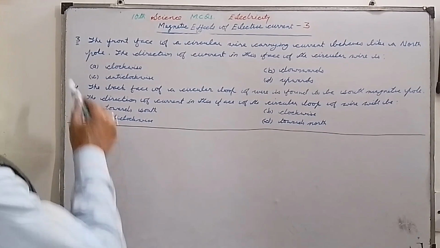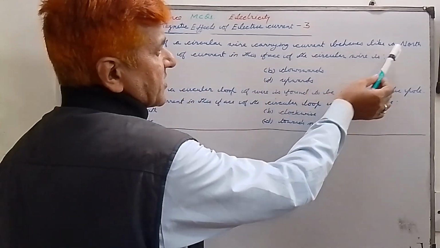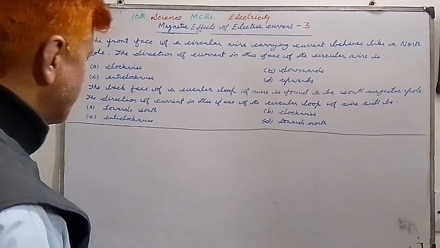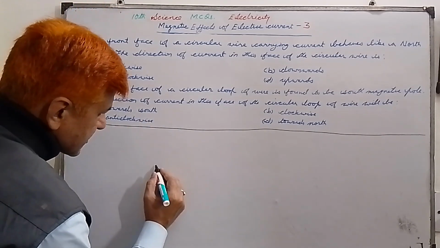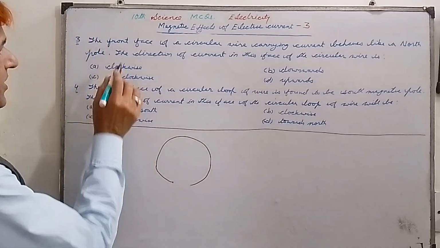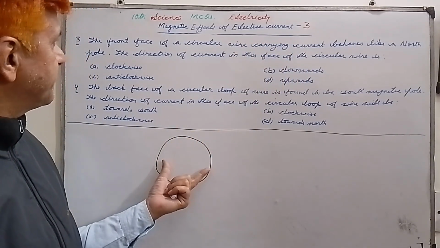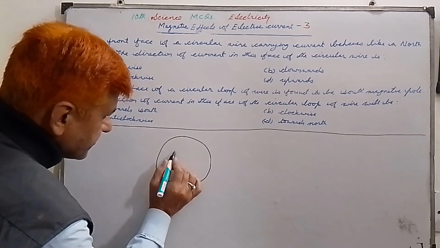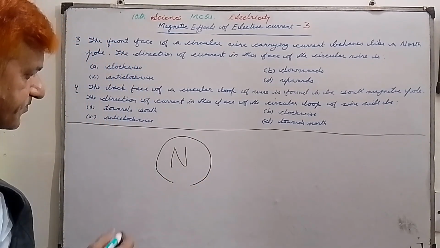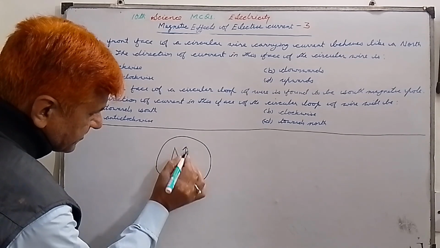Now we have question number 3: the front face of a circular wire carrying current behaves like a north pole. The direction of current in this face of the circular wire is. Now understand the question. This is a circular loop, the front face of a circular wire carrying current. In this wire we have current. This behaves like a north pole. So write N.